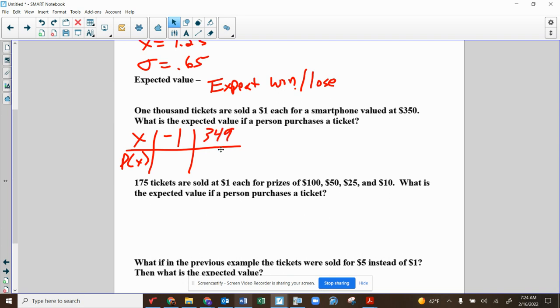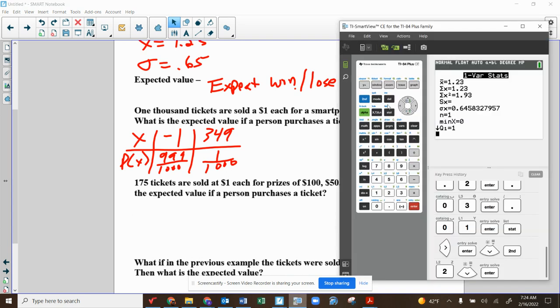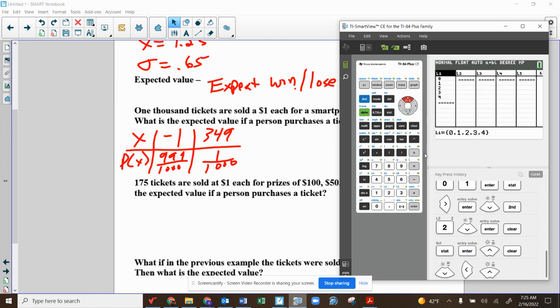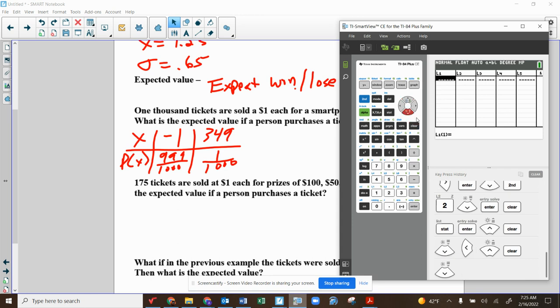So if there's 1,000 tickets, 1 out of the 1,000 will win. The other 999 would lose. Remember, this has to total up to 100%. So in this case, 1,000 out of 1,000. And then you go into your calculator and go back to stat and edit and type in your lists and then do, so expected value is the mean. Probably should have said that at the beginning, right? And we'll write that down in a second.